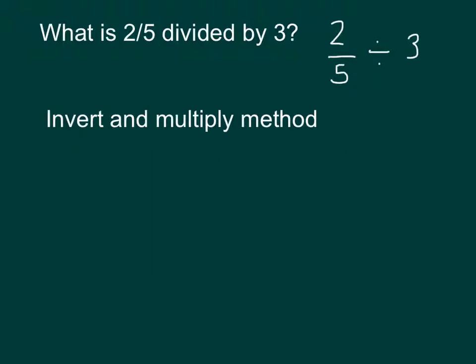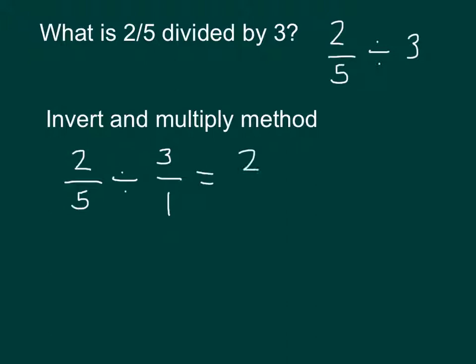If we do the invert and multiply method, remember every time that we do the invert, it's the second fraction only. Wait a minute, that's not a fraction. What am I going to do? Well, yay, we got a solution. First off, let's rewrite the division problem, and let's write that 3 as 3 divided by 1. It's the same thing. All right, we are now set.